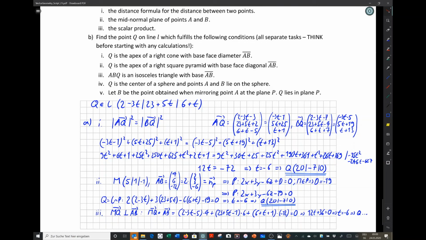Now read the 5 tasks in part B and think for each of them how to solve it. And as I say, think about it, don't do any calculations, you should realize something. Please stop the film, really think about it before you look at the solutions that I will provide here now. All tasks are equivalent to that in A, so the solution is always Q has coordinates (20, minus 7, 0).